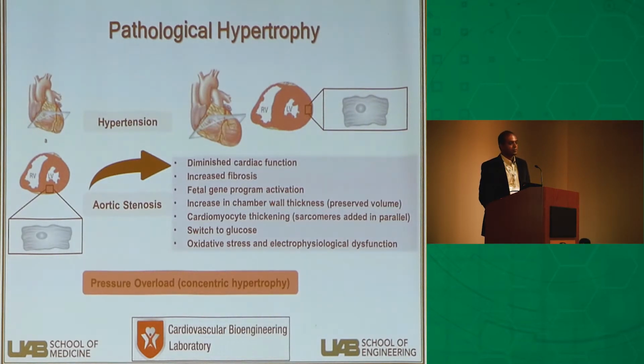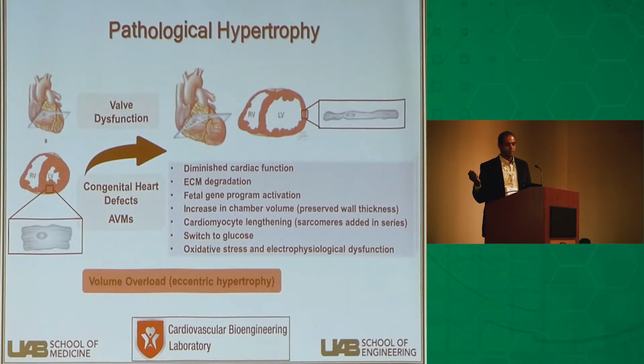There's a switch to glucose, there's oxidative stress and electrophysiological dysfunction. Pathological hypertrophy can also occur as a consequence of volume overload due to valve dysfunction primarily, congenital heart defects, arteriovenous malformations, all contribute to volume overload or eccentric hypertrophy.